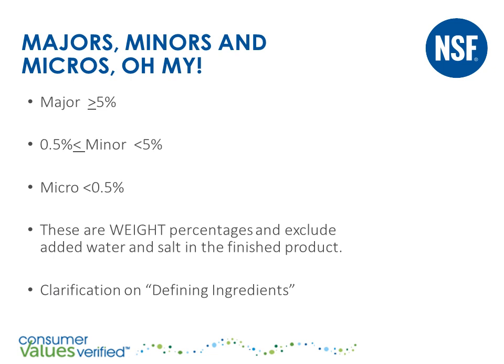Once an input is identified as high or low risk, it is further classified as a major, minor, or micro ingredient. Product formulas must be submitted with all input percentages noted as weight percentages of the product, not counting the weight of salt or added water in the finished product. If an input is present in the formulation at 5% or greater, it is classified as a major input. If less than 5% but 0.5% or greater, then this is a minor input. And if it's less than 0.5%, it's classified as a micro input.